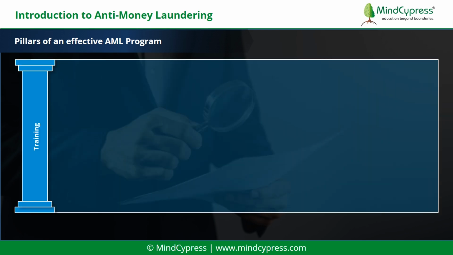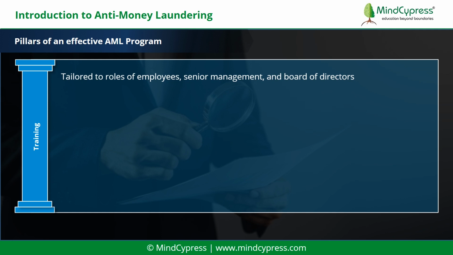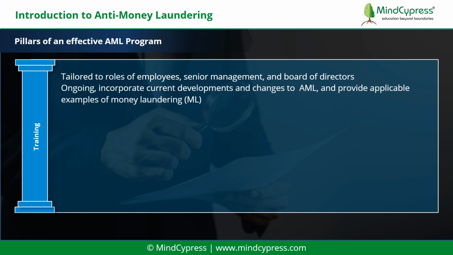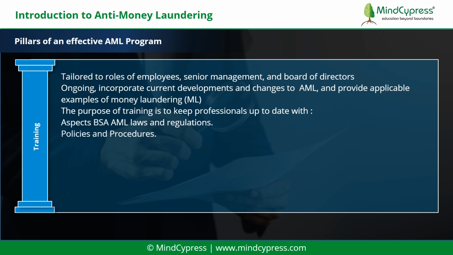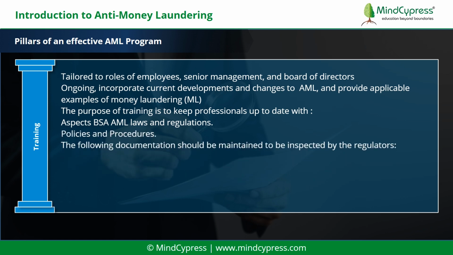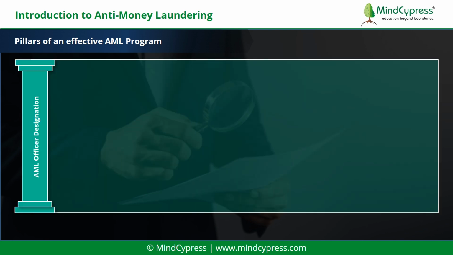Number 3. Training. Tailored to roles of employees, senior management, and board of directors. Ongoing, incorporating current developments and changes to AML, and providing applicable examples of money laundering, ML. The purpose of training is to keep professionals up to date with aspects of BSA, AML laws and regulations, policies and procedures. The following documentation should be maintained to be inspected by the regulators: training and testing materials, dates of training sessions, attendance records.